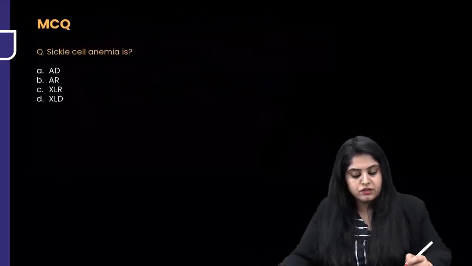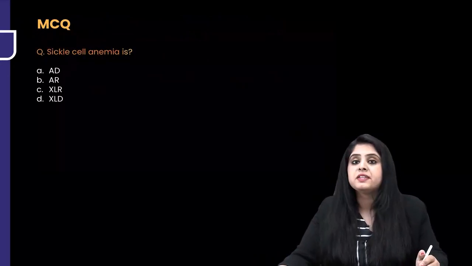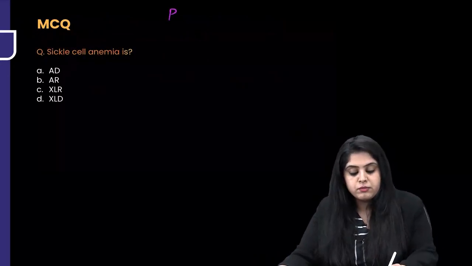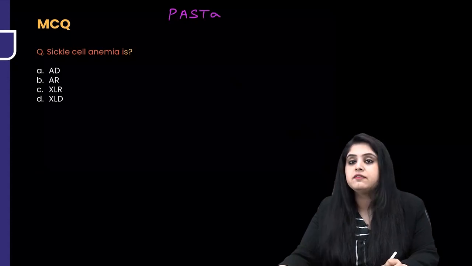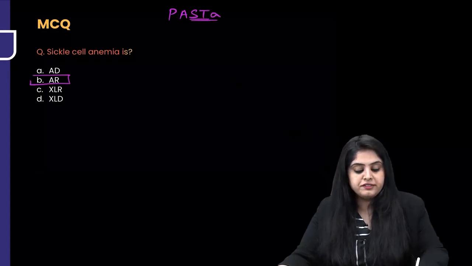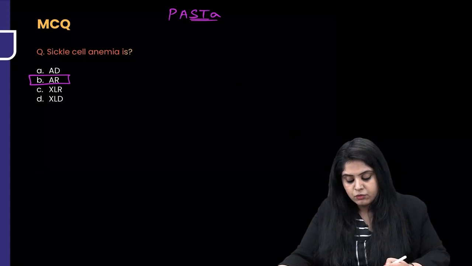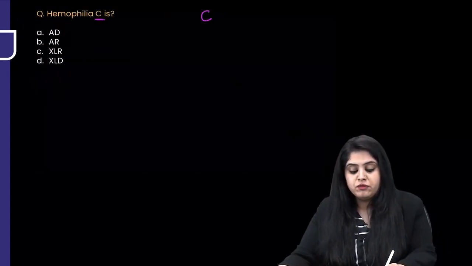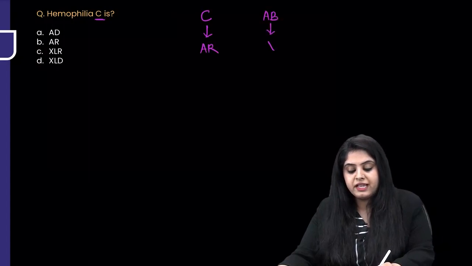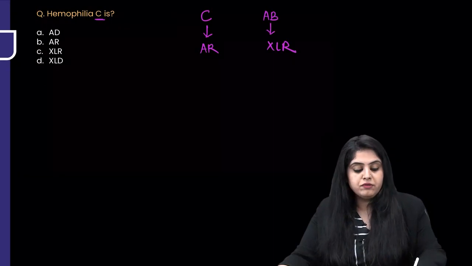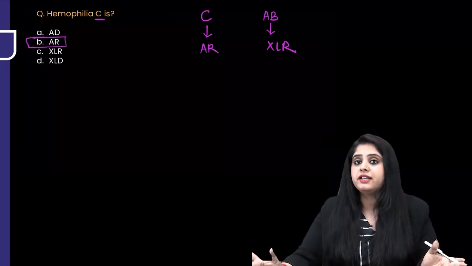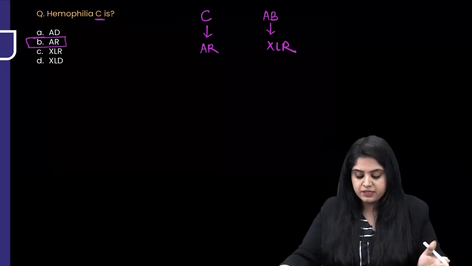Do you want to quickly test yourself? What is sickle cell anemia? Sickle cell anemia was a part of which mnemonic, guys? Pasta, fried chawal. So this was autosomal recessive. Okay, moving on to the next one. What is hemophilia C? That's a trick question. Hemophilia C was autosomal recessive, but hemophilia A and B were X-linked recessive, है ना? So hemophilia C was autosomal recessive. Again, the pasta, fried rice, fried chawal mnemonic.